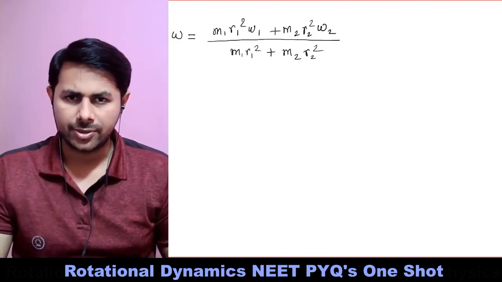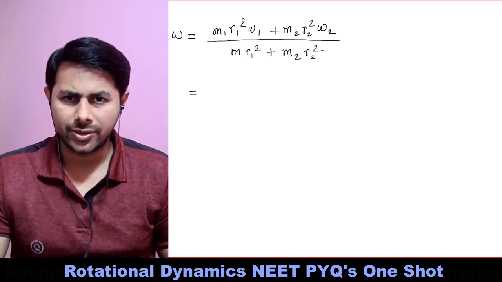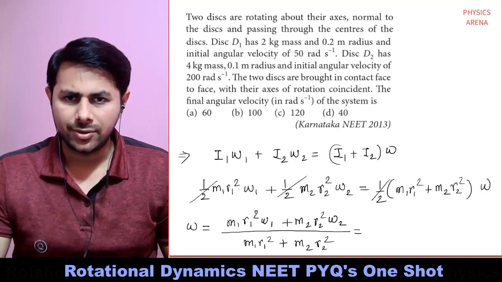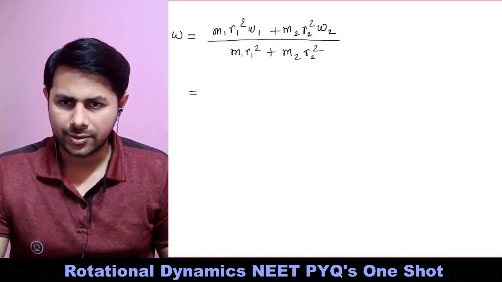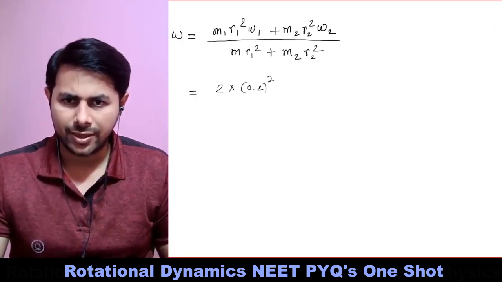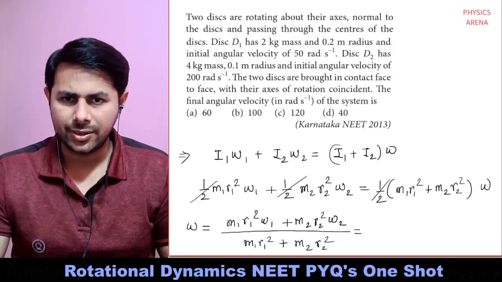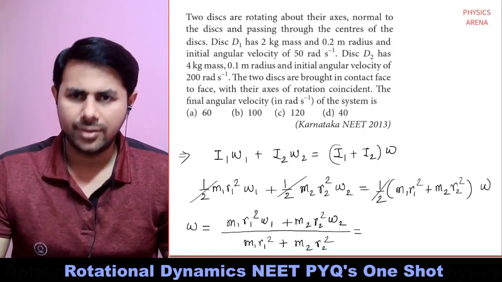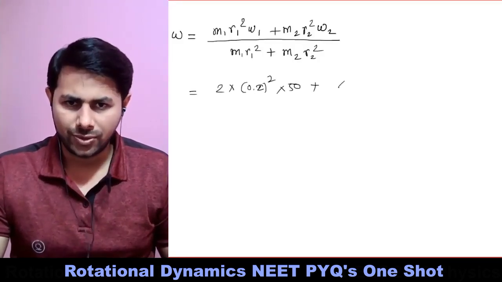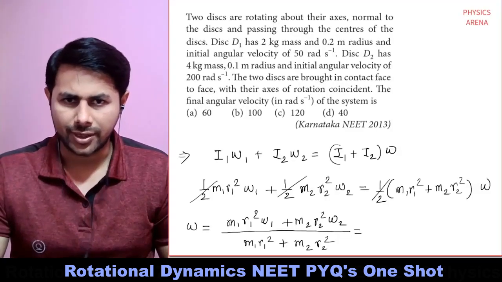So here we'll substitute the values. So m1 is how much? It was 2. Okay, m1 is 2, R1 is 0.2 and omega 1 is 50. So it is 2 multiplied by 0.2 square multiplied by 50 plus m2. M2 is 4 multiplied by 0.1 square multiplied by 200. So 4 multiplied by 0.1 square multiplied by 200.